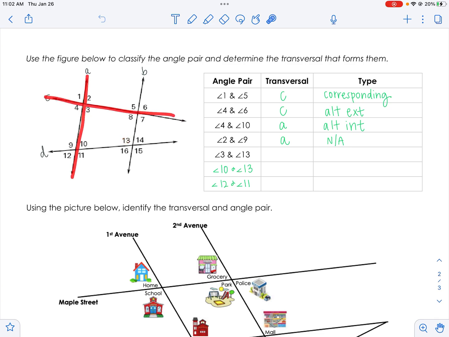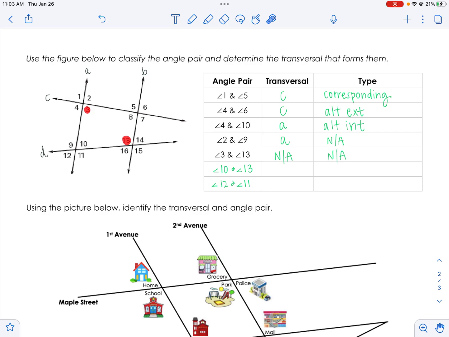Because if A and C go with 3, well, notice 13's over there. Neither one of these lines is going to be there. And 13 was on B and D, so it's not actually connecting to 3. You can also think of a transversal like a road, right? And if you don't make any turns. So to go from 3 to 13, I'm going to have to turn. That's not a transversal anymore. So for this, there's not a transversal. That would be NA.